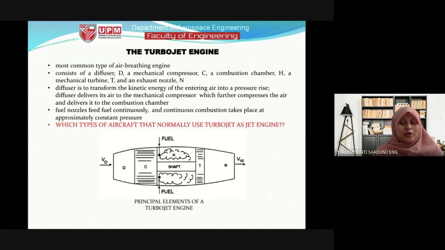Like we saw in the YouTube video last week, that's how the process works. The air mixes with the fuel in the combustion chamber, then expands in the turbine and exits the nozzle to propel, helping the engine to propel. So a question: which type of aircraft normally uses a turbojet as its jet engine? Please find out.